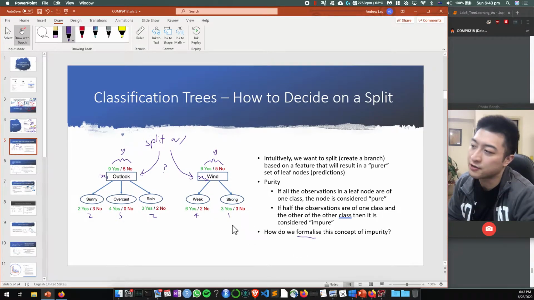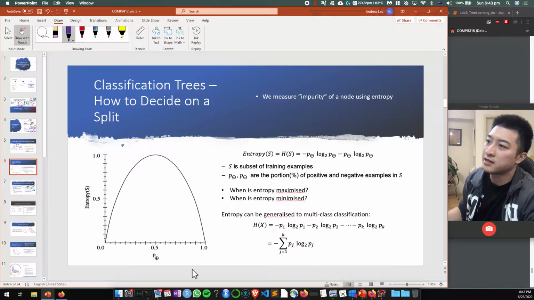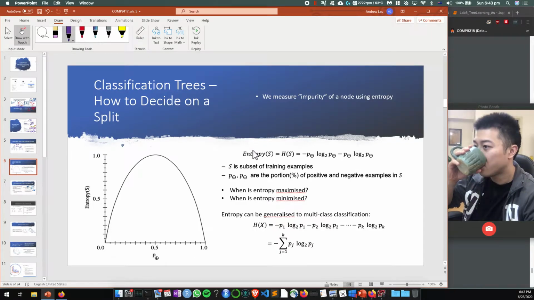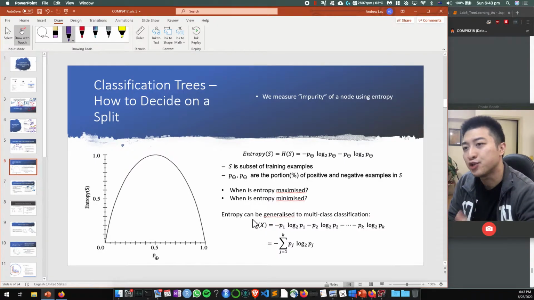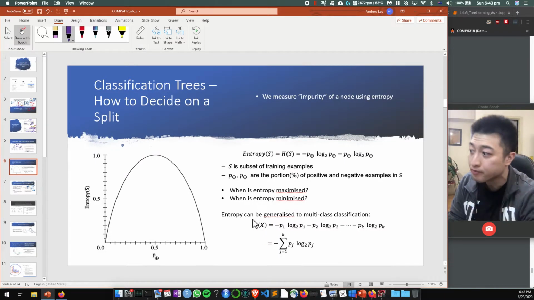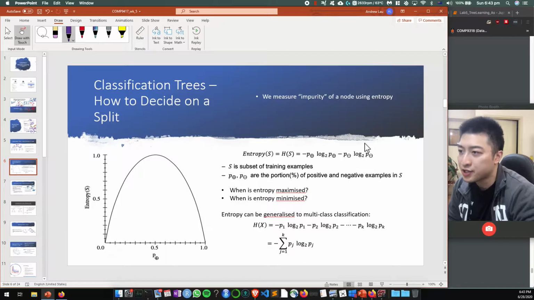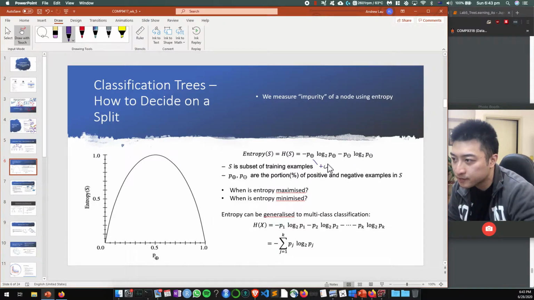Let's formalize this concept of impurity. Enter impurity, entropy. I wanted to give you the intuition about impurity. Now, there's a bit of notation here. This plus is just the positive class, and this is just the negative class.